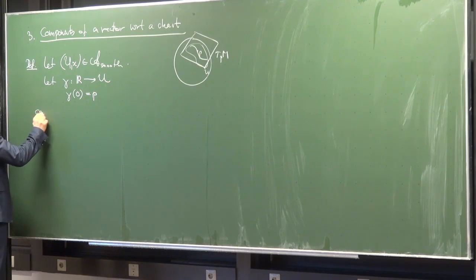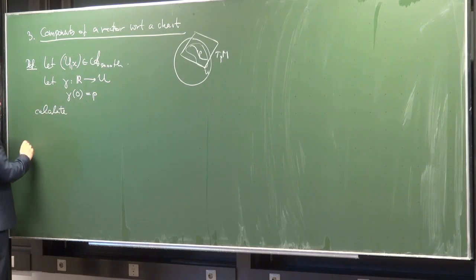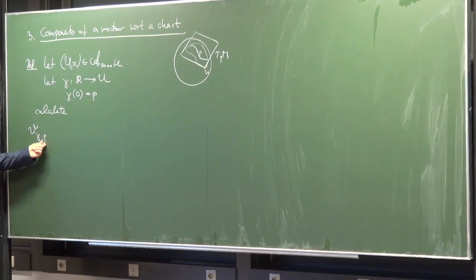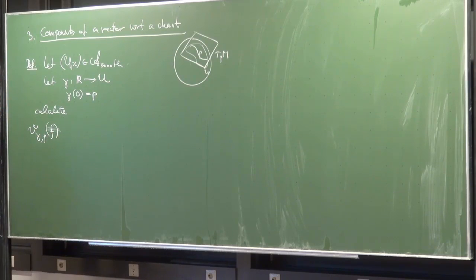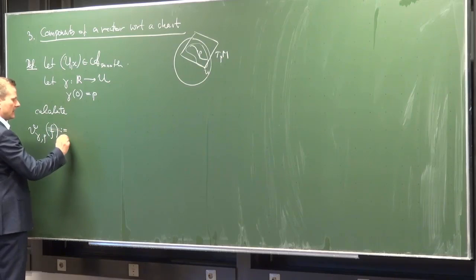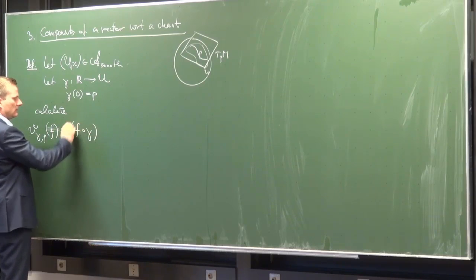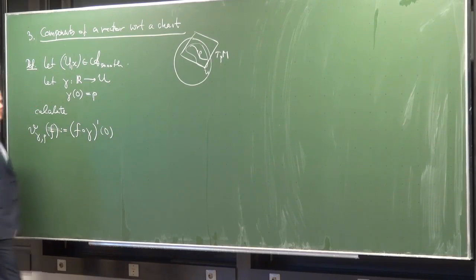Now we calculate. We start with just the vector tangent to the curve gamma, the velocity of the curve gamma at the point P. We just start with that. What is that? Well, in order to really understand it, we need to let it act on an arbitrary function. It is the derivative of f after gamma at the point 0. That's what it is, the directional derivative.